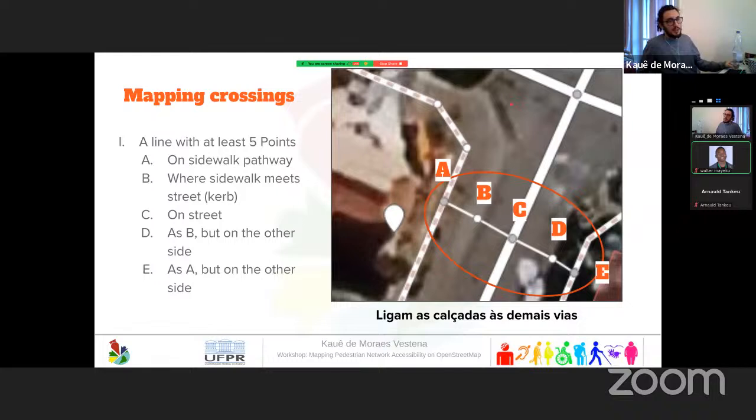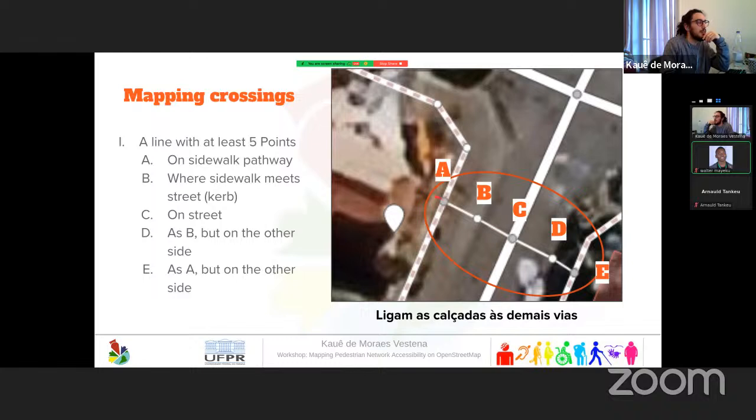The most tricky part of our mapping schema is the crossings. If you are doing a crossing, you always do the 5 points. You need to create a geometry with 5 nodes in general. The crossing creates the connection between the sidewalks and the rest of the network. It becomes an actual network, so it's connected to the streets and to the other sidewalks.